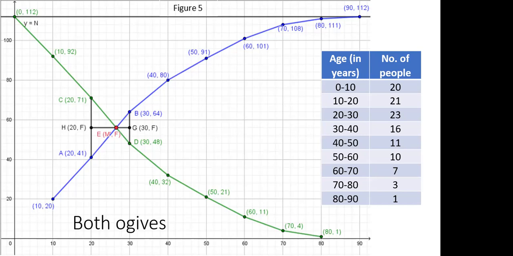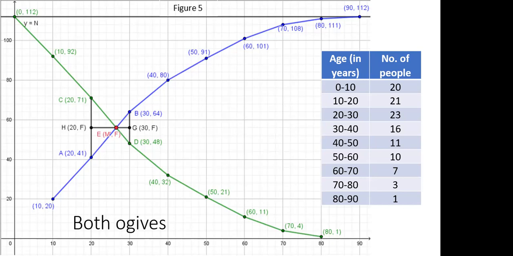Okay, now let's take the line segments between 40 and 50. What is the rise for the blue one? 11. And the green one? Minus 11. Do you see that the rise for the blue one is basically the frequency, and for the green one, it is negative frequency? So for each pair of line segments, the run is the same, that's basically the class interval, and the rises are opposites, positive frequency and negative frequency. That is why they look like mirror reflections. That is why they are mirror reflections.